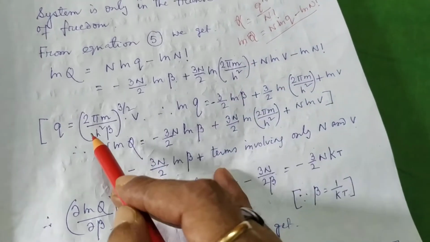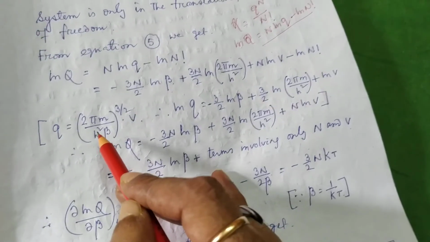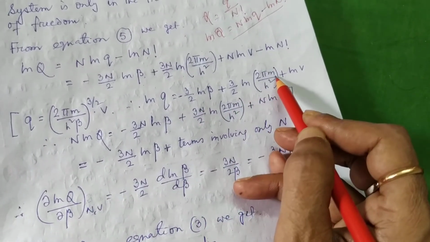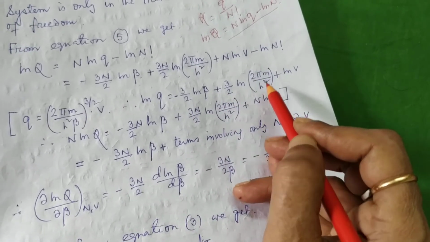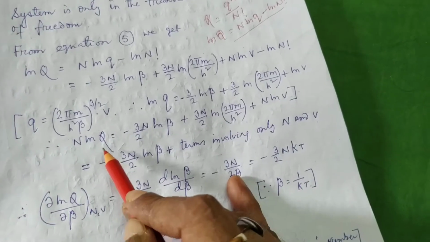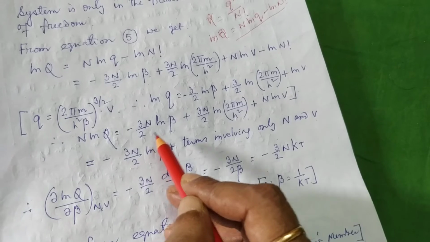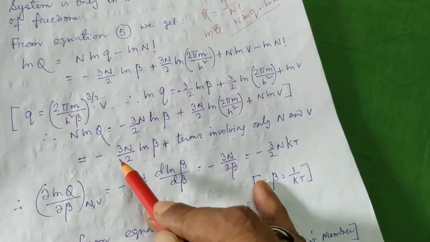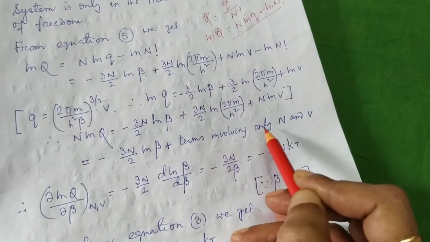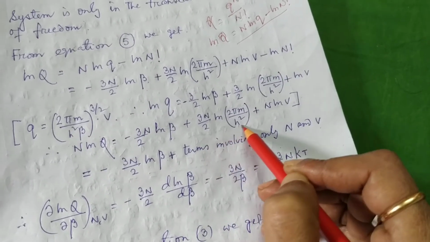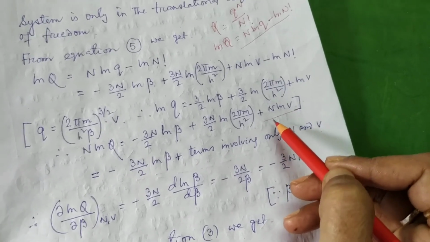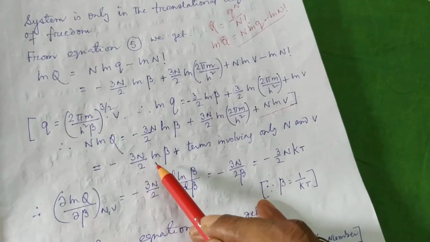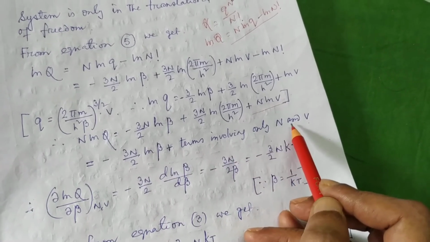Why? Because q equals (2 pi m by h square beta) whole to the power 3 by 2 into V. If we take the logarithm, ln q becomes minus 3 by 2 ln beta plus 3 by 2 ln (2 pi m by h square) plus ln V. So N ln q equals minus 3N by 2 ln beta plus 3N by 2 ln (2 pi m by h square) plus N ln V. So ln Q becomes equal to minus 3N by 2 ln beta plus terms involving only N and V.